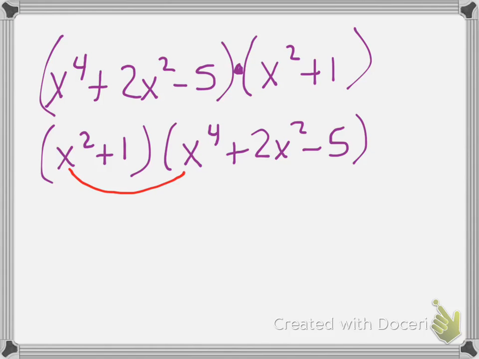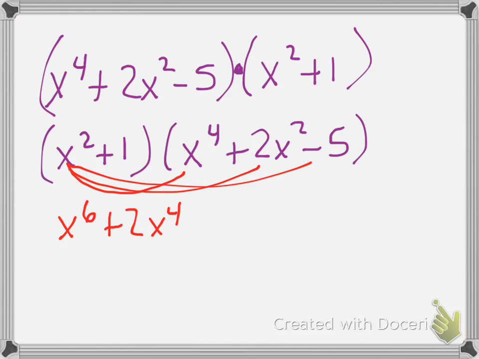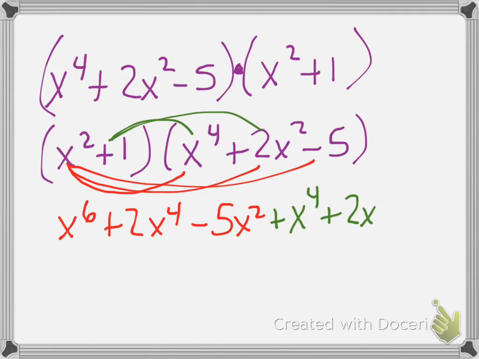So x squared times x to the 4th makes x to the 6th. X squared times 2x squared makes 2x to the 4th. X squared times negative 5 makes negative 5x squared. And then 1 times x to the 4th, and 1 times 2x squared, and 1 times negative 5. And then I'm going to put all my like terms together.